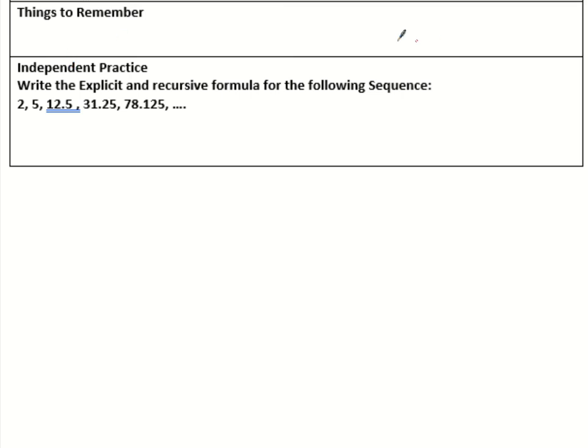Okay, that's all I got for you guys. We're not going to do anything for things to remember today. Write the explicit and recursive formula for the sequence for your independent practice, and that is it.